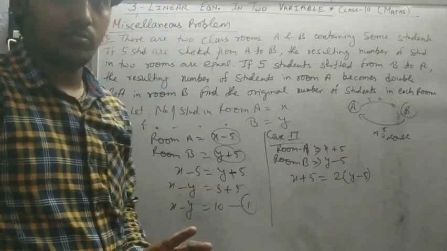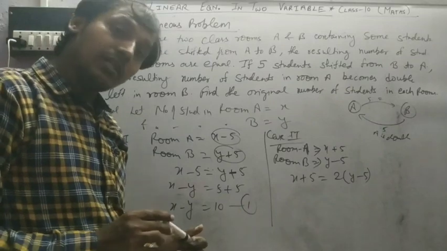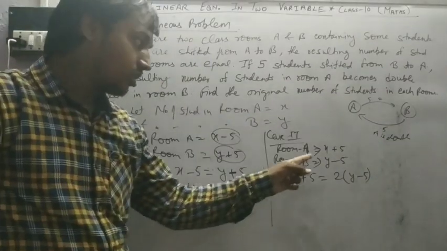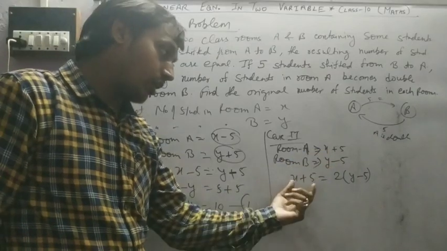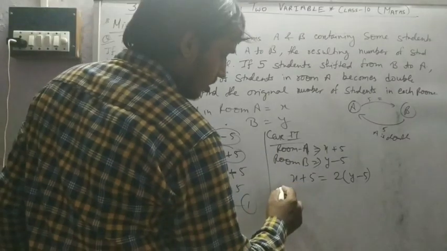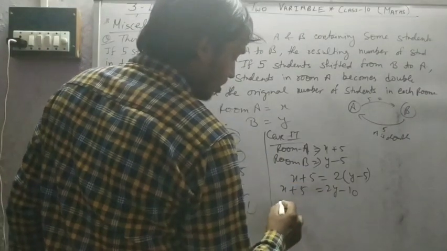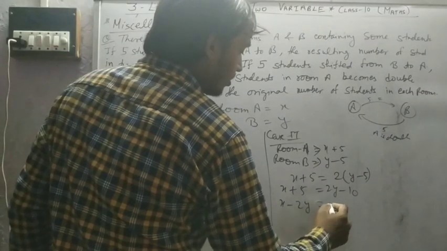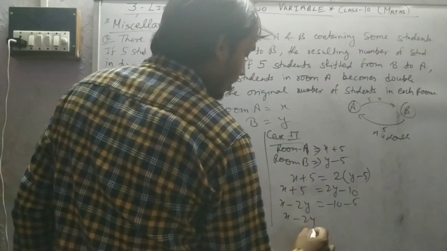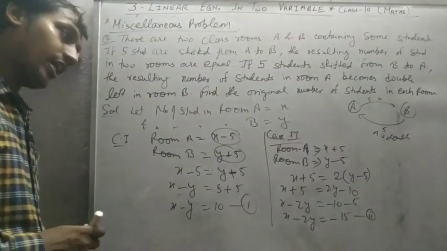हैं. Just like if I say 10 is twice of 5, it means 10 is equal to 2 into 5. So same thing. A is double of B, so A is equal to 2 into B. Open the bracket. x plus y, 2y minus 10, x minus 2y minus 10 minus 5, x minus 2y is equal to minus 15. Equation second.